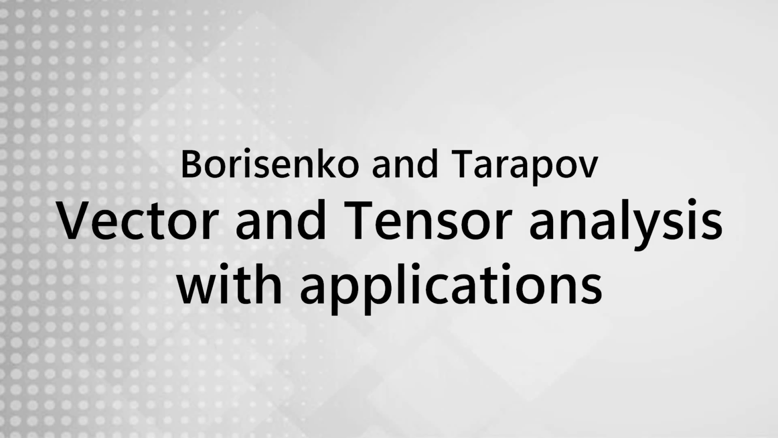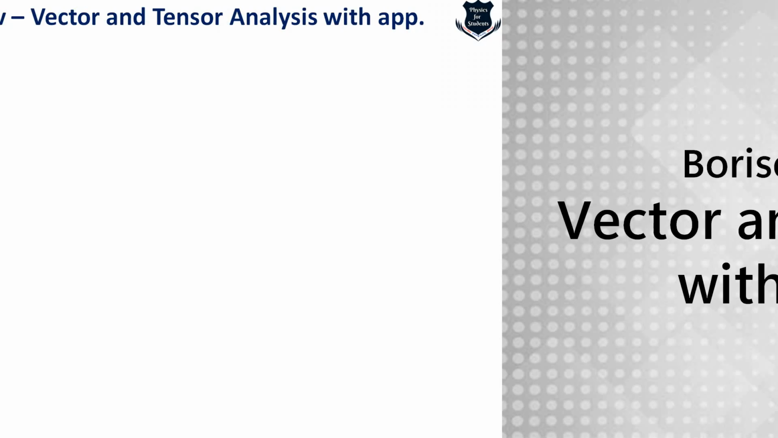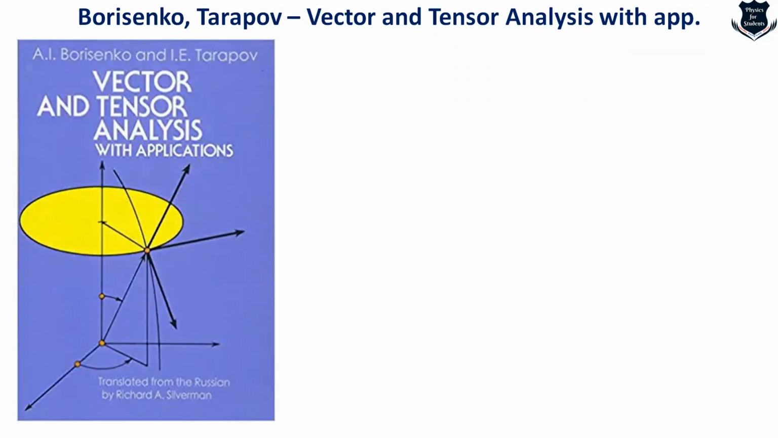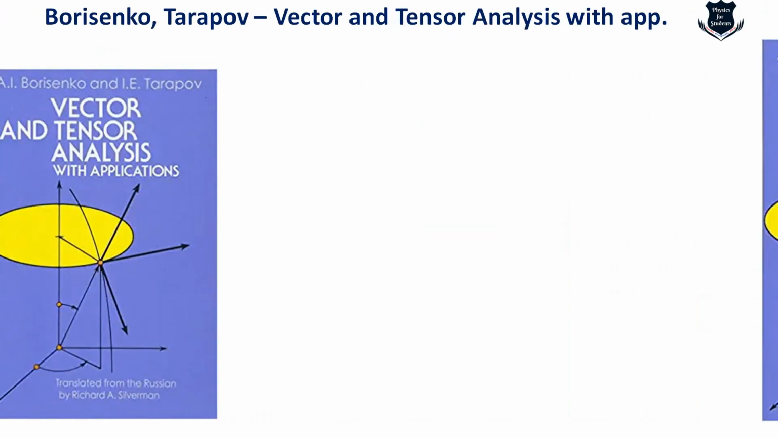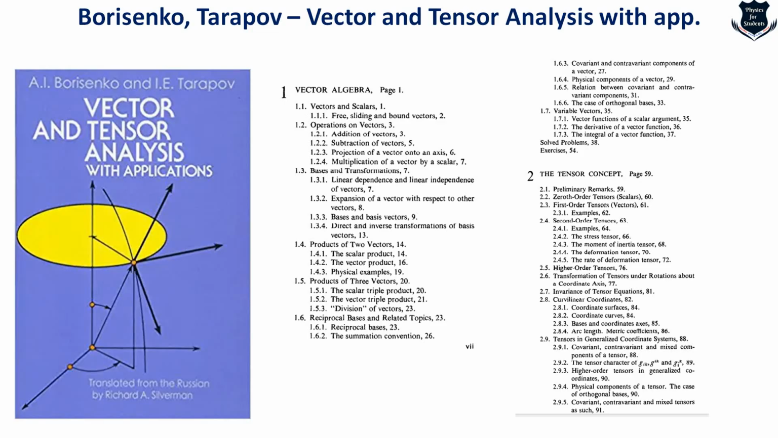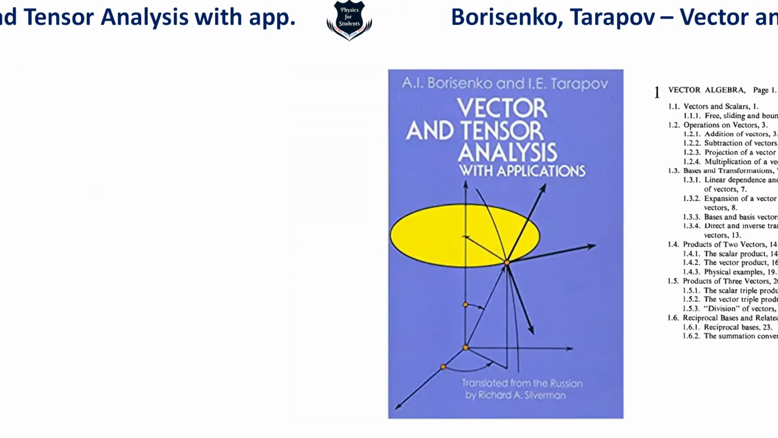Next, we look at another great book, which is this one, Borisenko and Tarapov's book on vector applications. Again, as you can see, the Amazon rating is around 74%. The content of the book, again, all these books are actually building you from the base, so you can pick up any one of them. Vector algebra, it goes into products of two vectors, then comes the tensor concept, the zeroth rank order tensors, then into the higher orders, coordinate curves, tensors in generalized coordinate system, and so on.